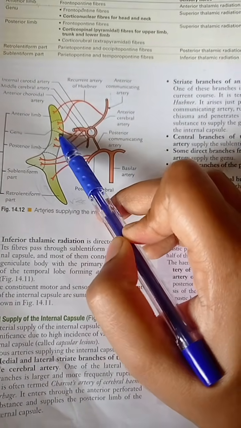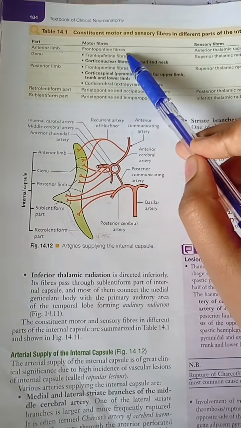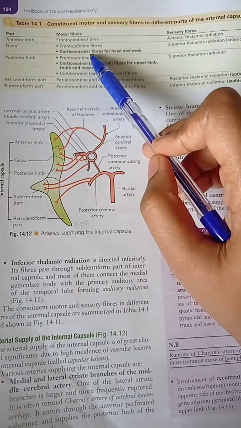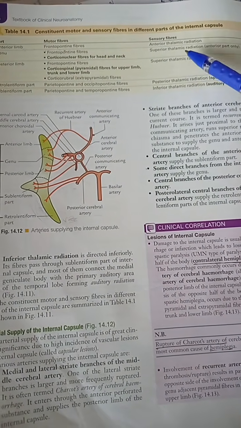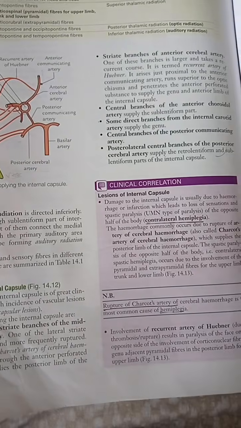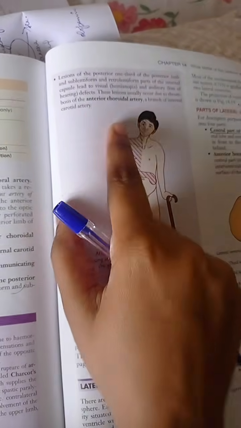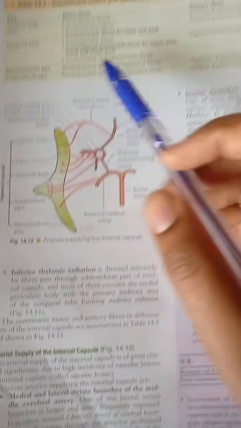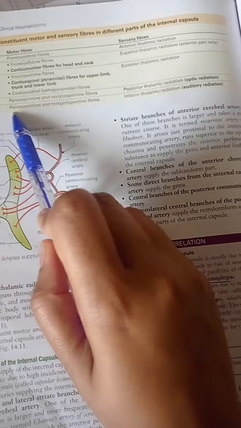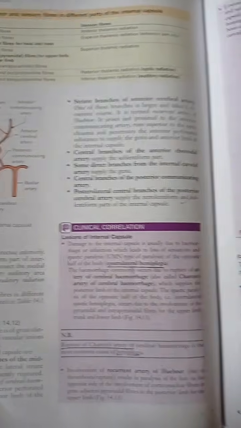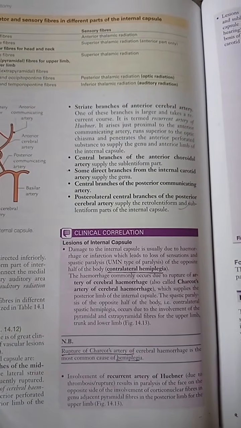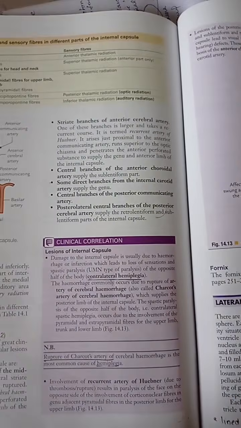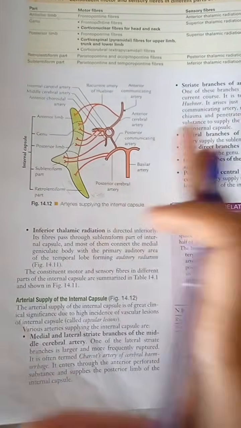As we know, the recurrent artery of Hubner supplies the anterior limb and genu. Therefore, the fibers, that is the frontopontine and the corticonuclear, all of them will be affected, and the anterior and superior thalamic radiations will also be affected, and it will lead to a lesion. Now, the third artery is the anterior choroidal artery. We know the anterior choroidal artery supplies only the sublentiform part. Therefore, the sublentiform part, temporopontine and parietopontine fibers will also be affected, and all the way it will lead to contralateral hemiplegia. So this is the clinical anatomy of the internal capsule and the arterial supply, which is a very important part.